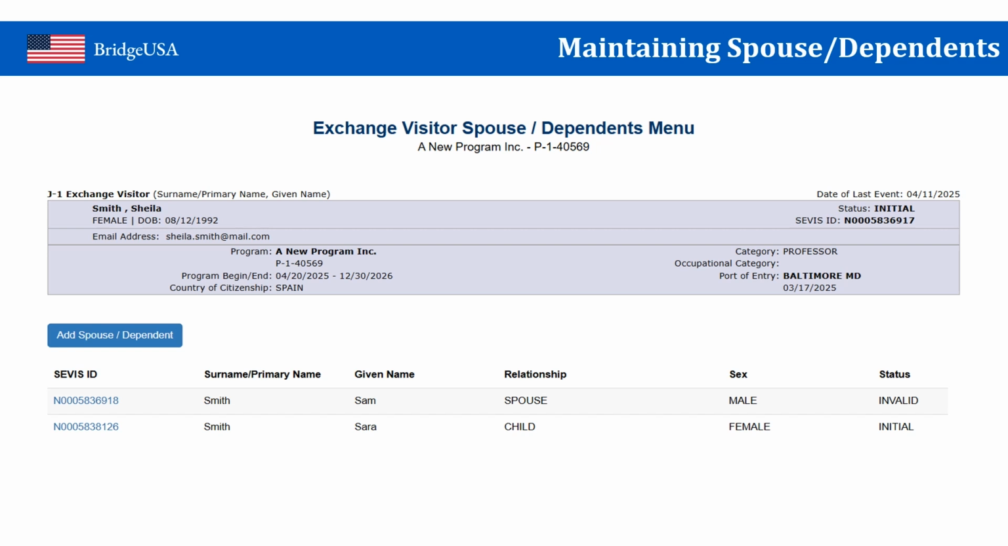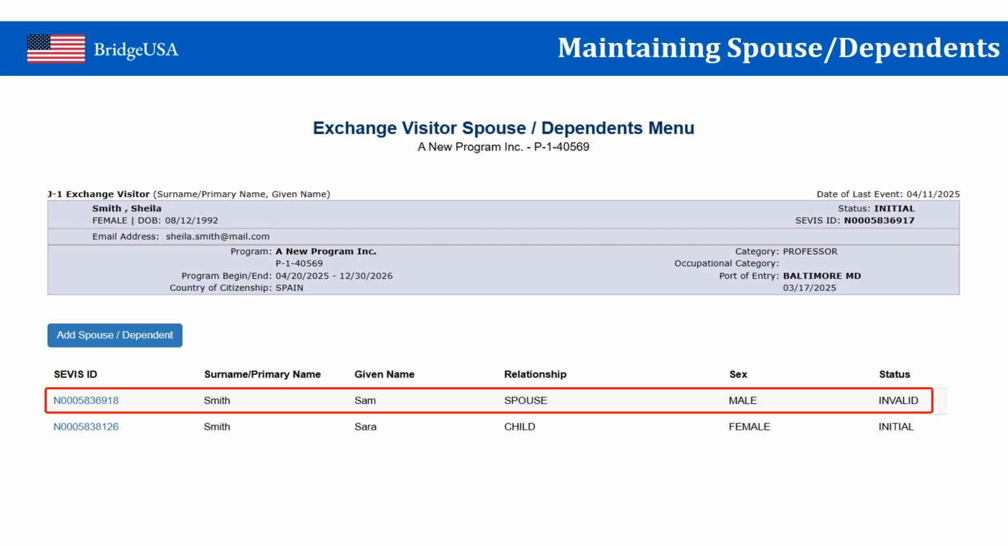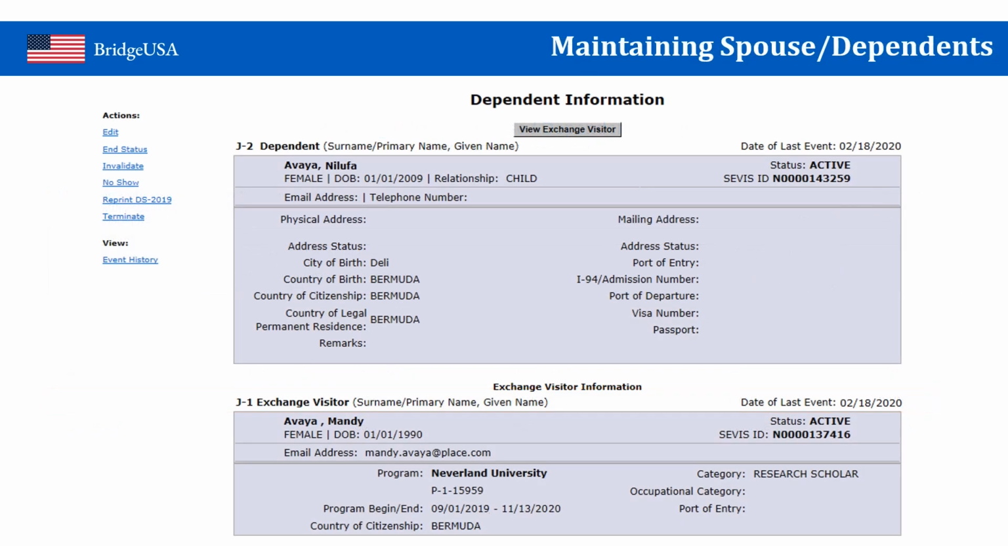Clicking the Invalidate button changes the status of the J2 record to invalid. The Exchange Visitor Spouse Dependent menu page shows that the J2 record is now in invalid status, while the J1 and the other J2 record remains in initial status. When an Exchange Visitor's program is validated, the status of all associated J2 records in initial status will also change to active. If you become aware that the active status J2 will be leaving the United States and will no longer accompany the J1, the End Status function must be used.